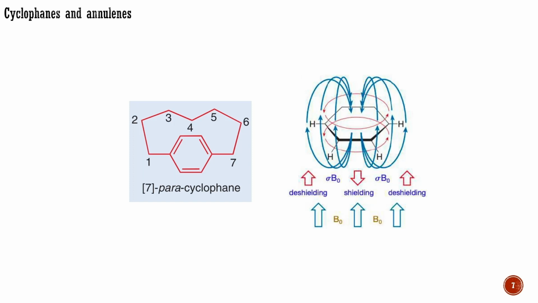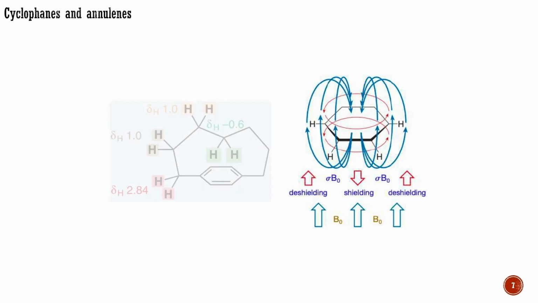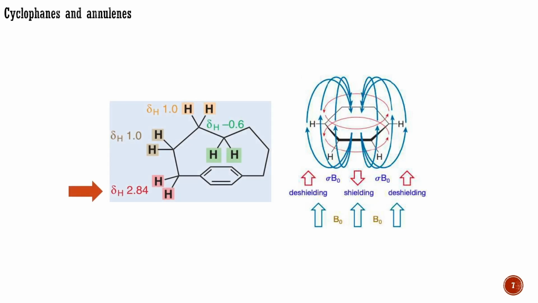The 4 hydrogen atoms on the benzene ring itself appear as one signal at 7.07 ppm, which is a typical ring current deshielded value for a benzene ring. The 2 CH2 groups joined to the benzene ring are also deshielded by the ring current and appear at 2.84 ppm. The next 2 sets of CH2 groups are neither shielded nor deshielded and show up at 1 ppm. But the middle CH2 group in the chain must be pointing towards the ring in the middle of the pi system and is heavily shielded by the ring current. The chemical shift for the middle CH2 group is in fact minus 0.6 ppm.